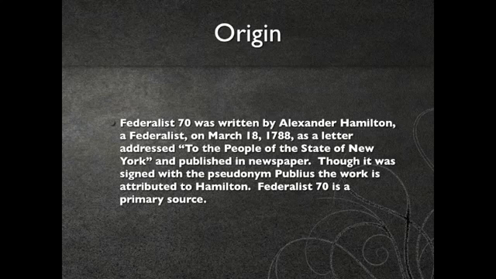It was written by Alexander Hamilton, who we know is a Federalist. We know the date. We know who it was addressed to. We also know this was published in a newspaper, so that would make it a primary source document. And it's important to note that this was written with a pseudonym. As you go, please make sure the notes that are displayed here on the screen get added into your personal notes for this document.